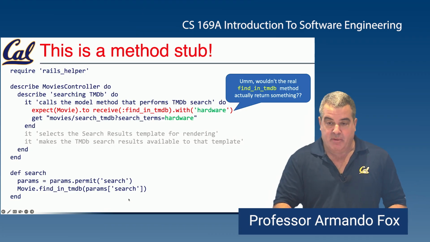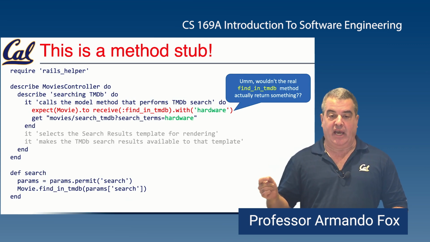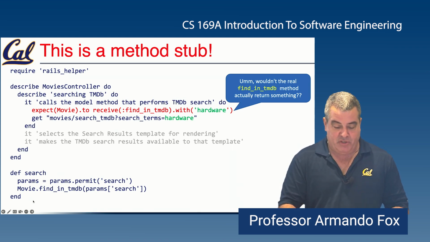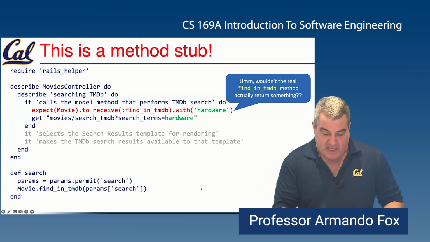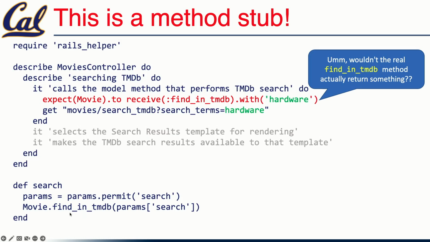The point of a seam is to be able to modify the behavior of the app when it's running, but without changing source code in the app. So to be more precise, let's assume for the moment that this implementation of search down here was actually the code in our app. What I mean by a seam in this case is that in real life, if this code ran in the app, movie find in TMDB would really get called. And it would do whatever it does, and it would return whatever it returns, and who knows what that would be. But for the purposes of a test, I want to actually control what gets returned.